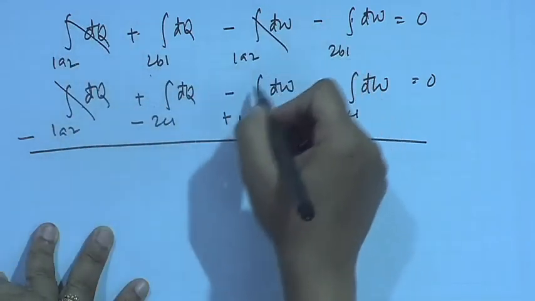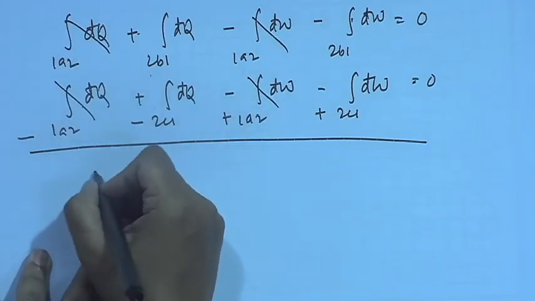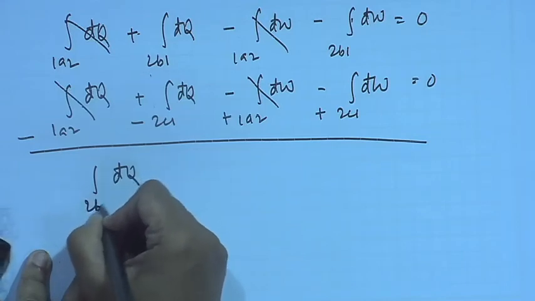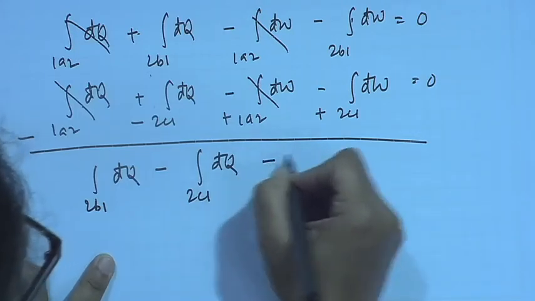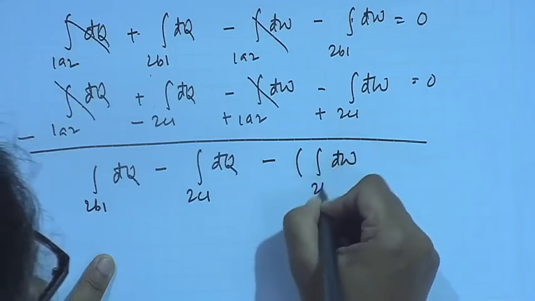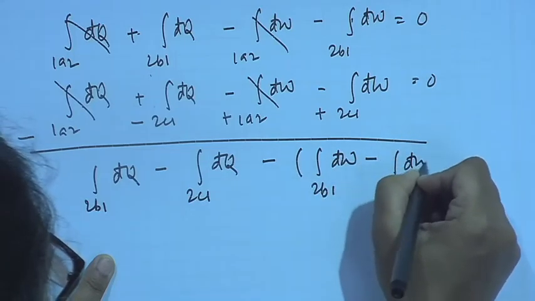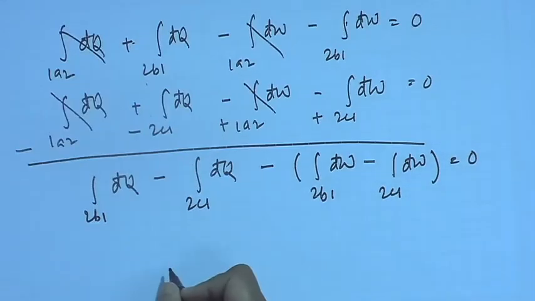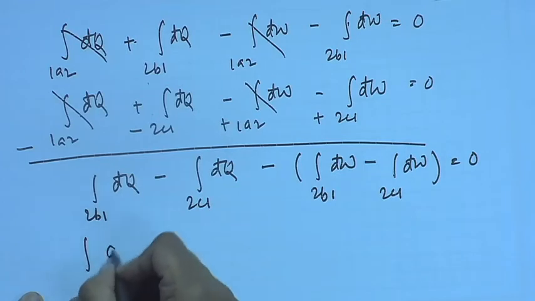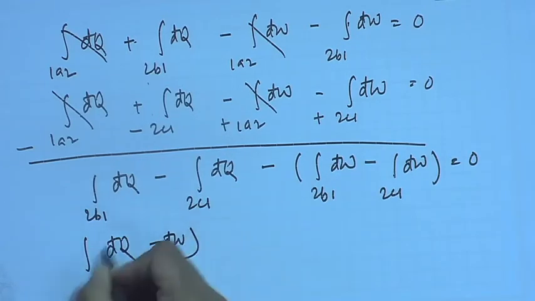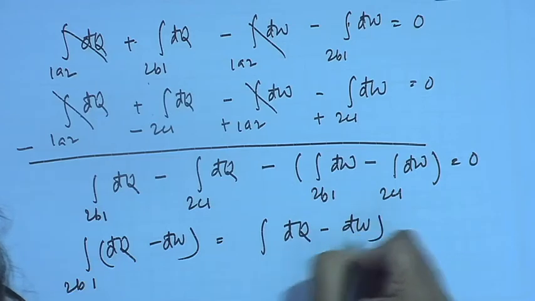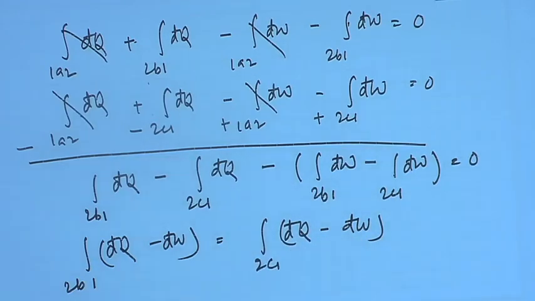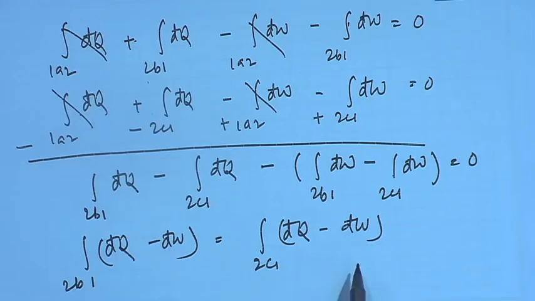I find that these dq's and these dw's, they cancel out. And what do I get? I get integral dq2b1 minus integral dq2c1 minus integral dw2b1 minus integral dw2c1, this whole thing equal to 0. Or in other words, can I write it down as integral dq minus dw 2b1, this is equal to integral dq minus dw 2c1. Can I write it down in this particular way? And the moment I have written it down in this particular way, can you tell me what does it imply?